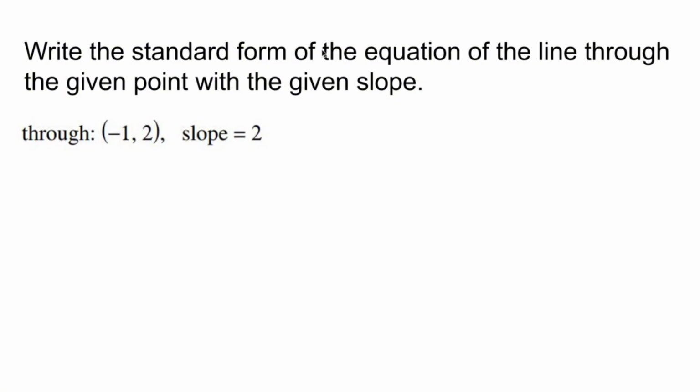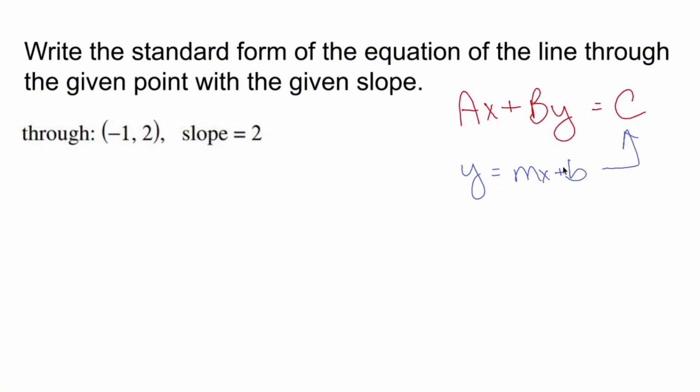Write the standard form of the equation of the line through the given point with the given slope. All right, standard form looks like this: ax plus by equals c. Here's the thing. A and b have to be integers, no fractions. So this is what I'm going to do. I'm going to first turn this into slope-intercept form, which looks like this. Once I get slope-intercept form, I'll then turn that into standard form.